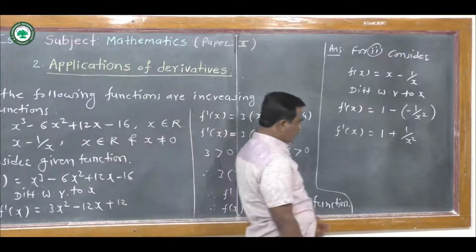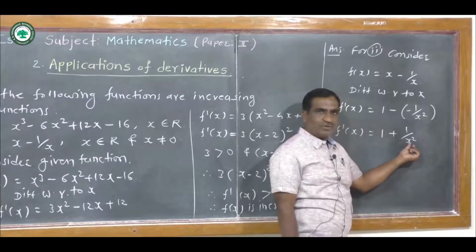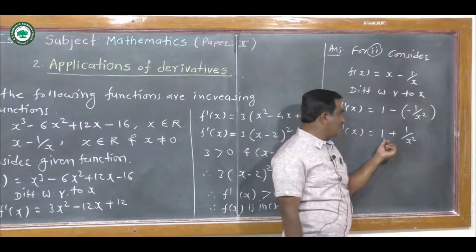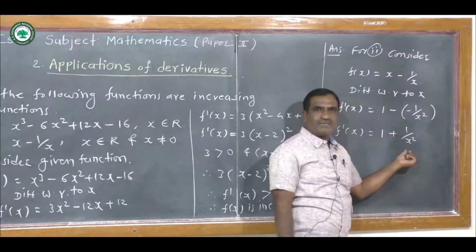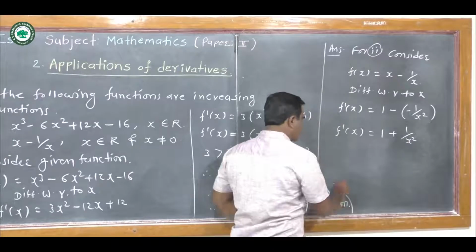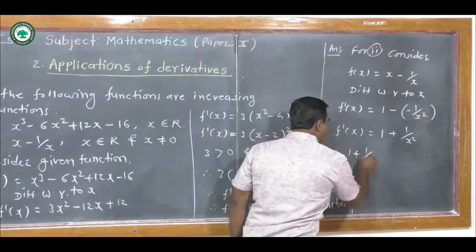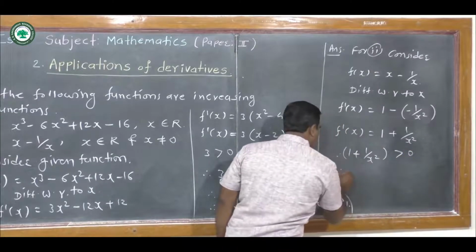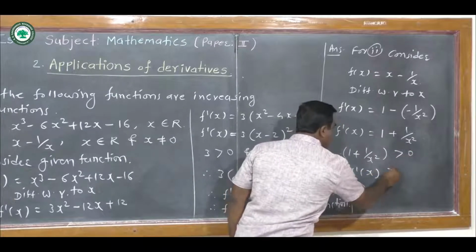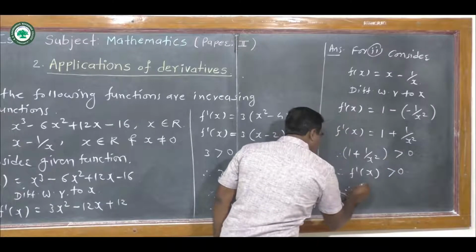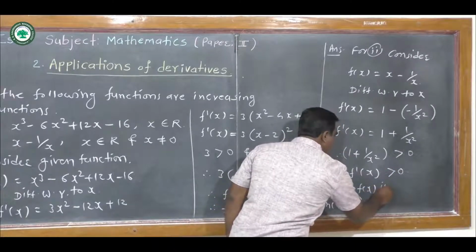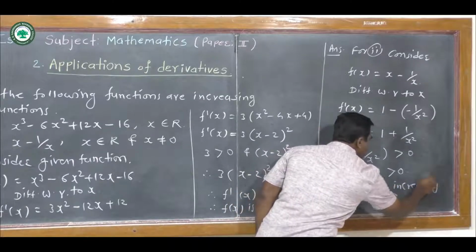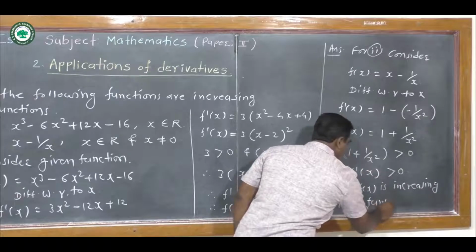Now if we take any value of x belonging to the set of real numbers, x belongs to R, then this term 1 plus 1 upon x square is greater than 0. Therefore f dash of x is also greater than 0. Therefore the given function f of x is an increasing function.